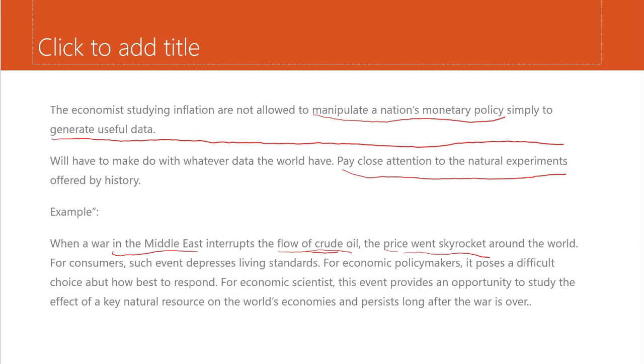Why? When the oil price spikes, everything spikes as well. Harga perkhidmatan, harga barang, semuanya akan spike. Okay, of course, dia akan depress the living standard of human beings. For economic policy makers, it poses a difficult choice about how best to respond. Untuk para pembuat polisi, dia tak boleh nak buat decision.